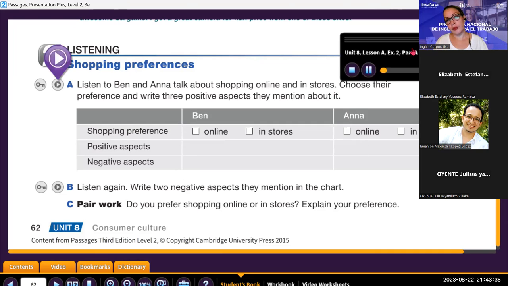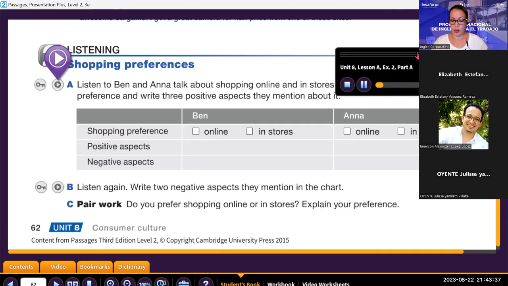Unit 8, Consumer Culture, Lesson A, page 62, Exercise 2, Shopping Preferences, Part A. Listen to Ben and Anna talk about shopping online and in stores. Choose their preference and write three positive aspects they mention about it. 1. Ben. I definitely prefer shopping online because even if one retailer doesn't have what I want, it's likely that another retailer is going to have it. I rarely have to worry about things being completely sold out anymore.